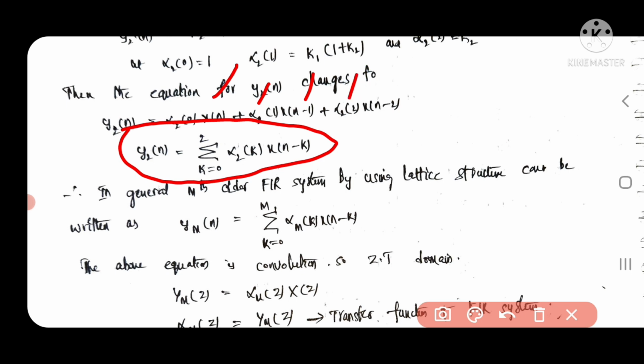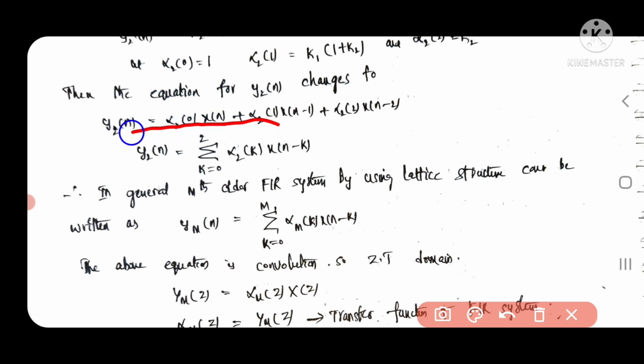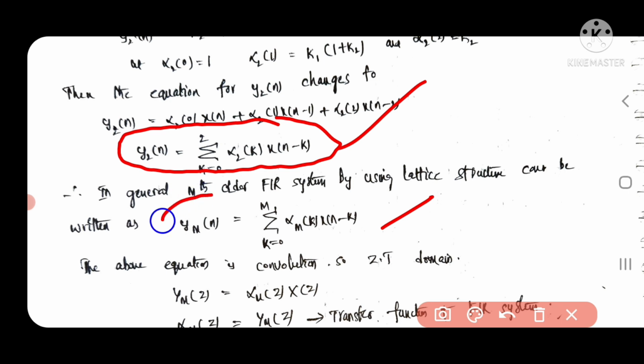That means this principle is possible. If you closely observe this equation, it is in the form of a convolution. Therefore, in the general mth order FIR system, the lattice structure can be represented as follows. Here we are considering only a second order system; if we consider the mth order system, this is the format.